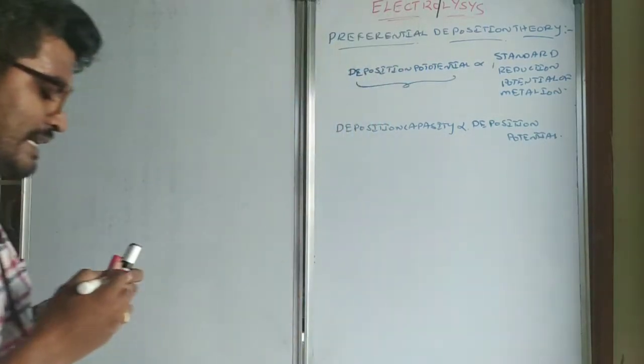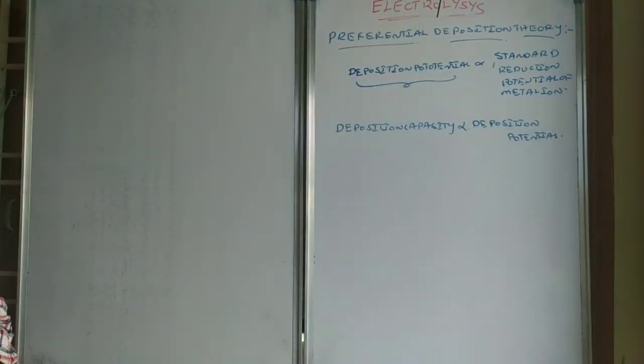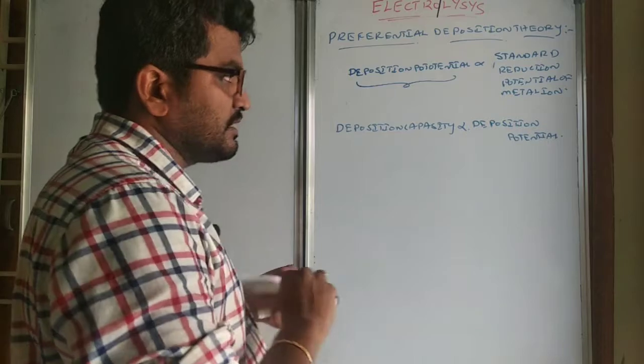Deposition capacity is directly proportional to the deposition potential, and the deposition potential is directly proportional to the SRP values. What do these SRP values mean? Already I told you, it comes based on the electrochemical series.